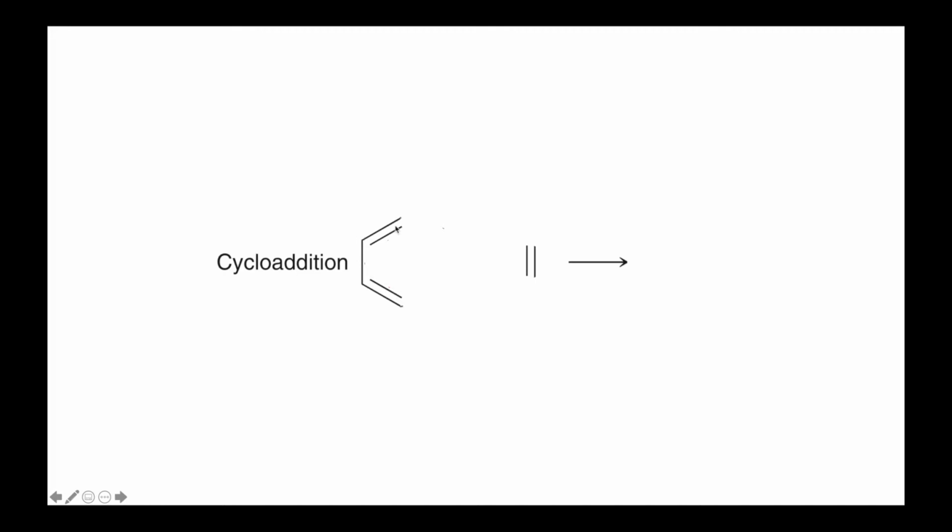The first one is called a diene. This is a molecule that has two conjugated pi bonds. So one here, notice double, then single, then double. So it's alternating, so it's conjugated. And you have another pi bond here. That's one molecule in the Diels-Alder reaction. The other one is called a dienophile, and that's usually just something that has a double bond in it.